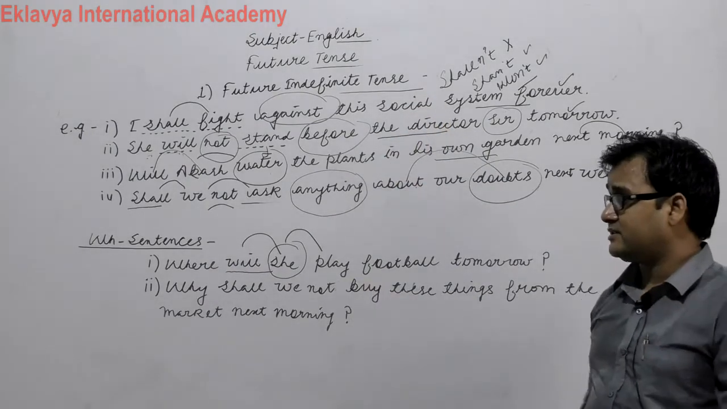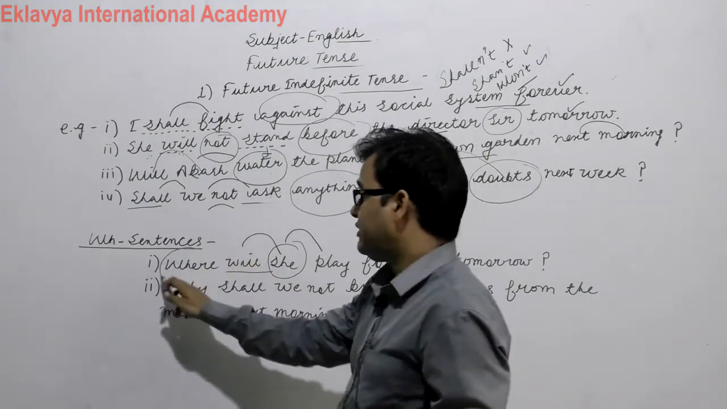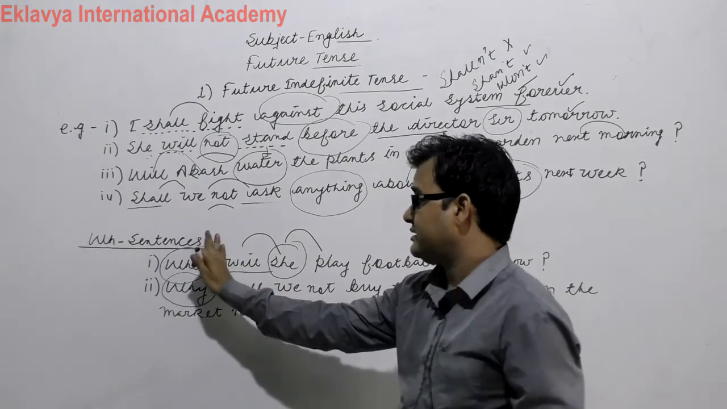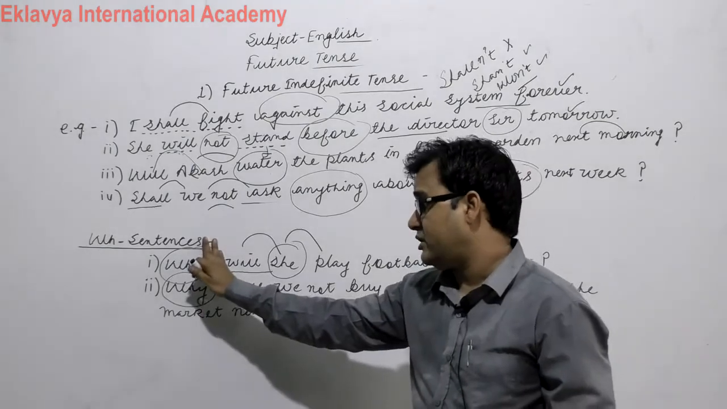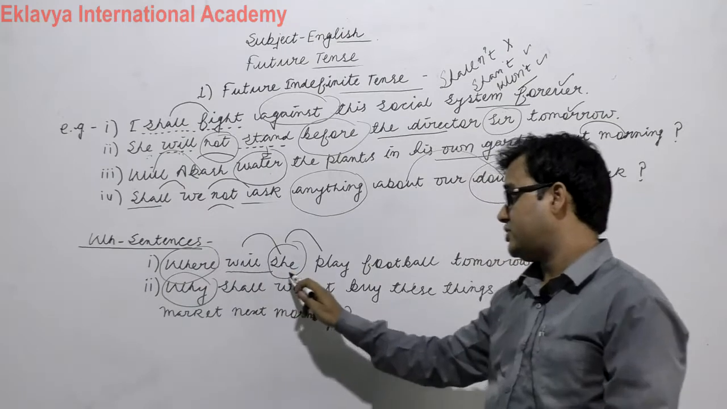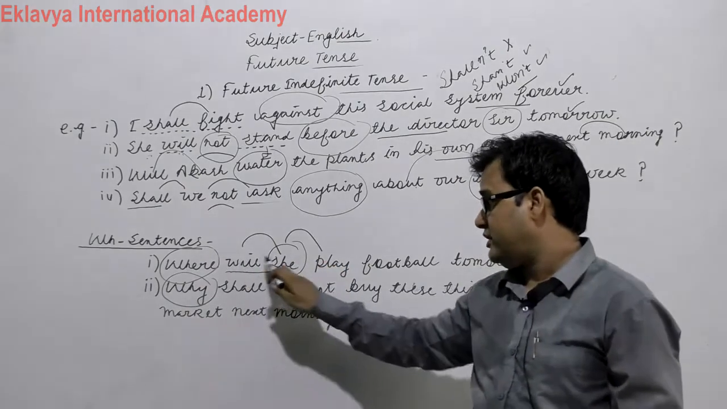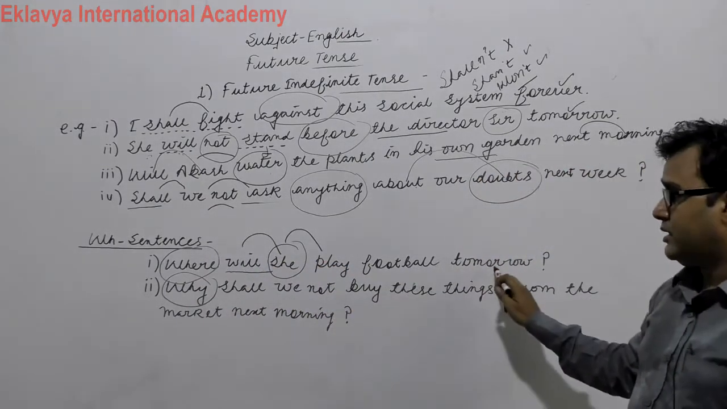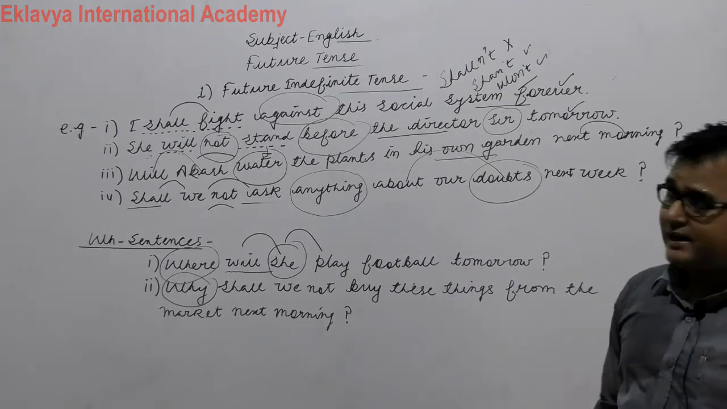In WH words, just add your WH word and you will find your examples with your WH word. See that? Just remove or just leave your WH word here and the sentence will be an interrogative sentence, like where will she play? Where will she play football tomorrow? कि वह कल जो फुटबॉल कहाँ पर खेलेगी?